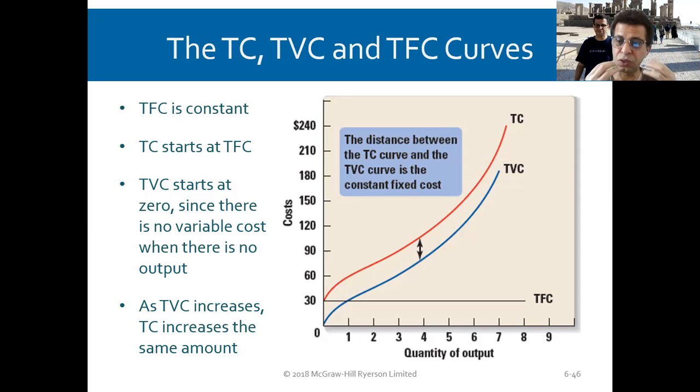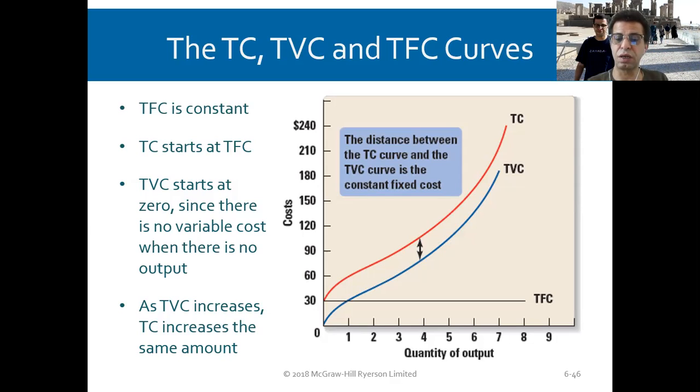That's your total fixed cost equal with your total cost. As you bring people to work, as you bring more flowers, if you bring more oil, that's a variable cost, so your total cost will change. But the total variable cost starts at zero because you're not producing, since there is no variable cost when there is no output. As the total variable cost increases, as we said, you bring more flowers, you bring more people, the fixed cost is always there. You add the total variable cost, and as the total variable cost increases, the total cost increases the same amount.